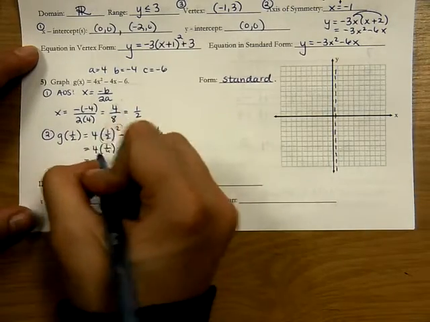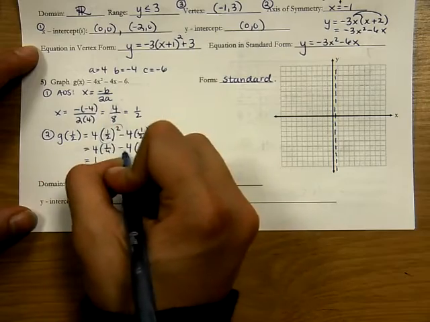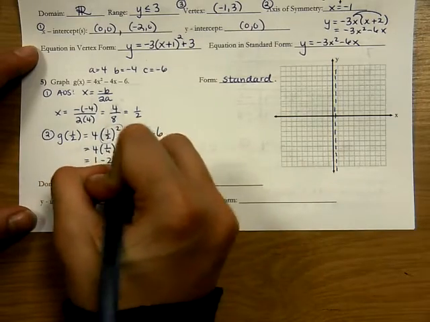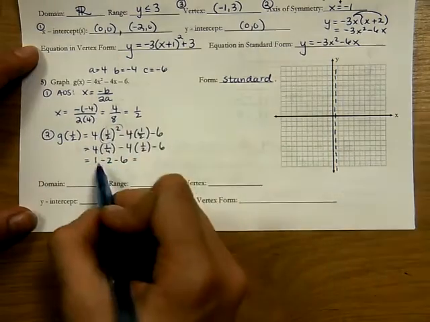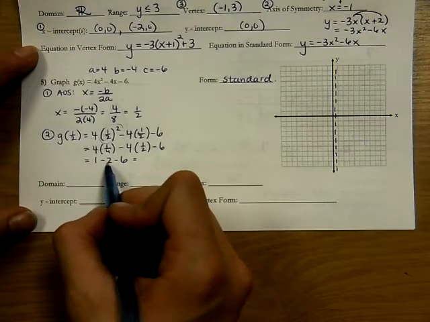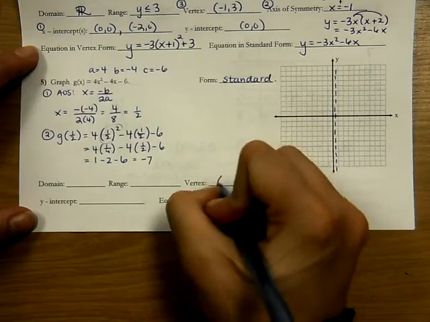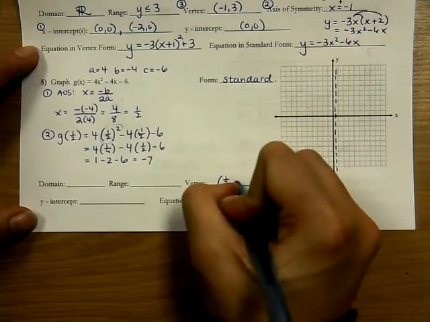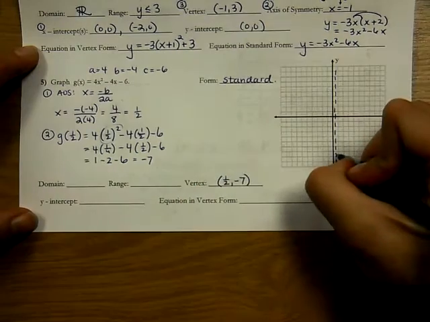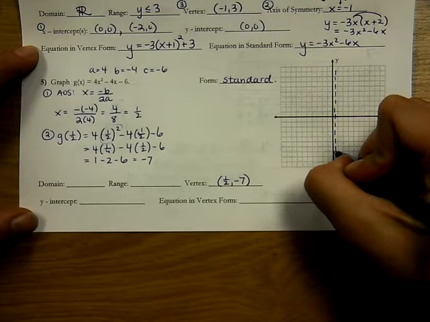Now if I multiply, 4 times 1/4 is 1. Negative 4 times 1/2 is a negative 2. And then 1 minus 2 is negative 1. Negative 1 minus 6 is a negative 7. So my vertex is 1/2 comma negative 7. And I'll plot that point right there.